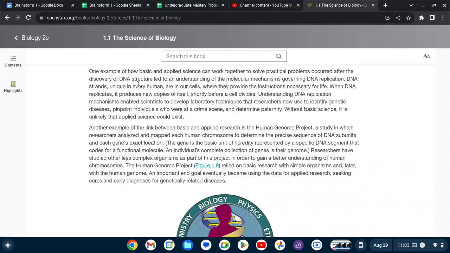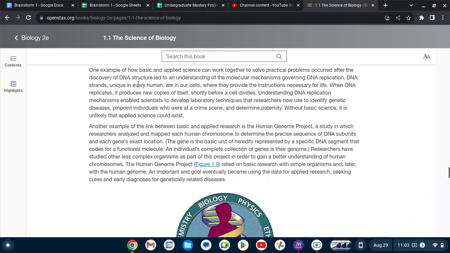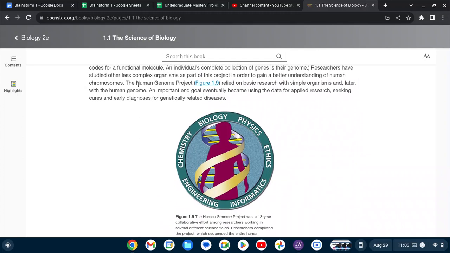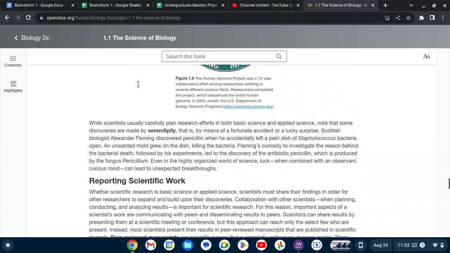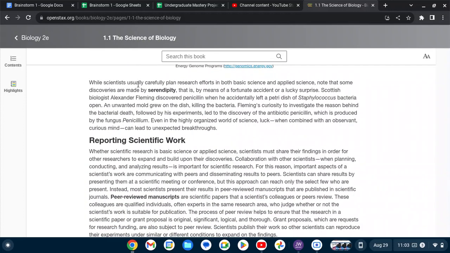Researchers have studied other less complex organisms as part of this project in order to gain a better understanding of human chromosomes. The Human Genome Project relied on basic research with simple organisms and later with the human genome. An important end goal eventually became using the data for applied research, seeking cures and early diagnoses and genetically related diseases.